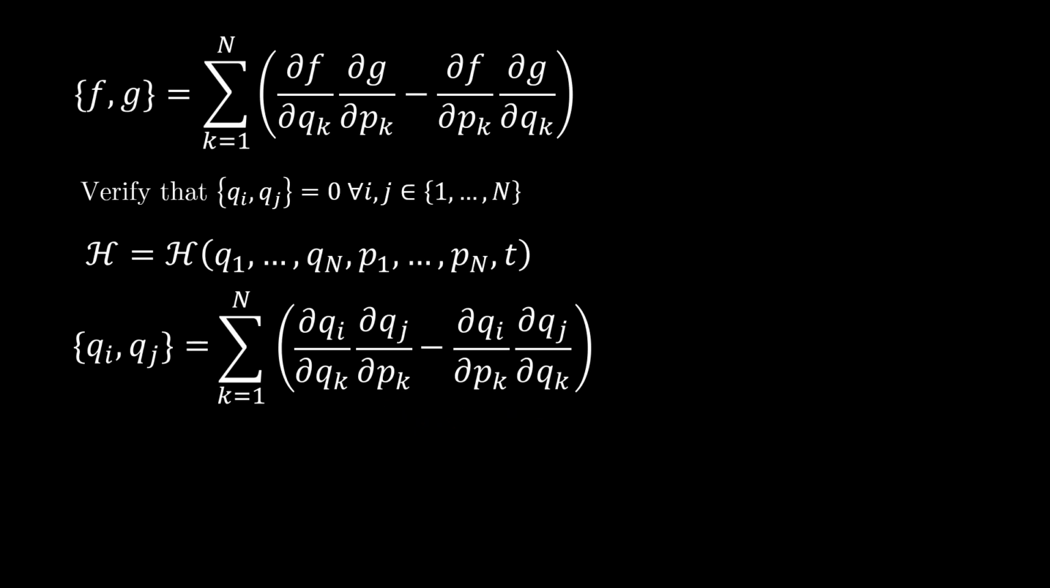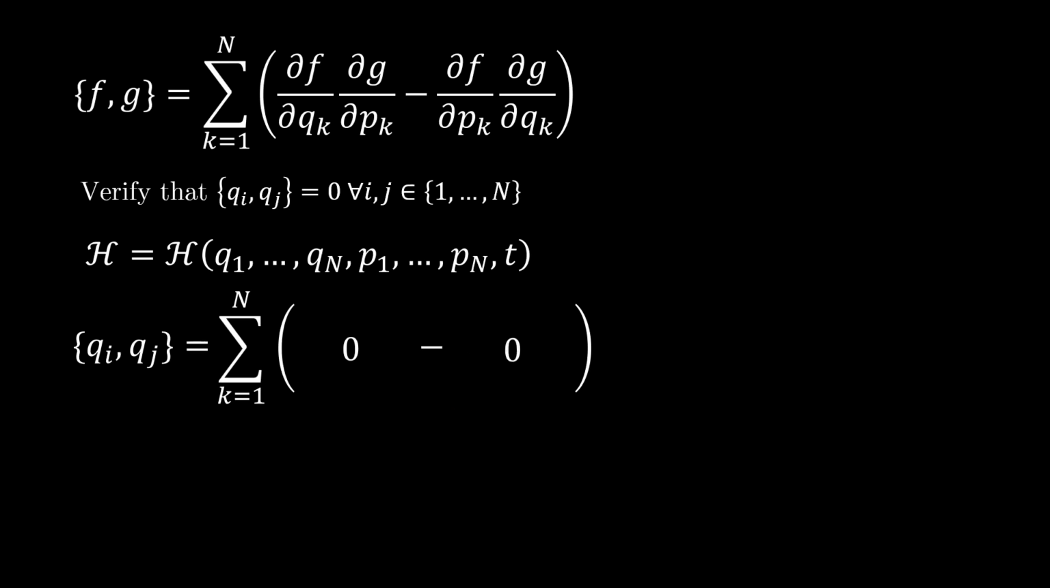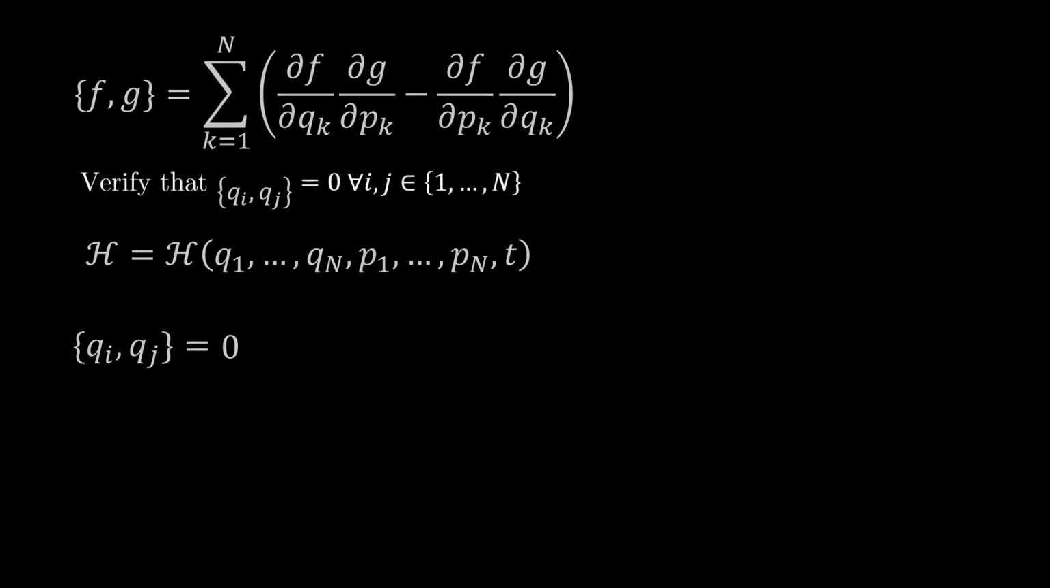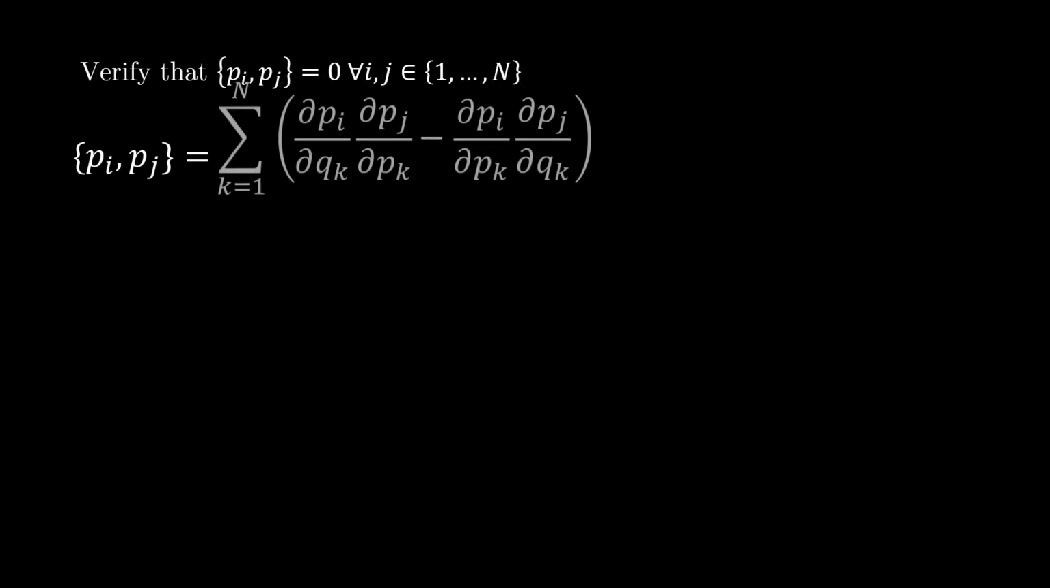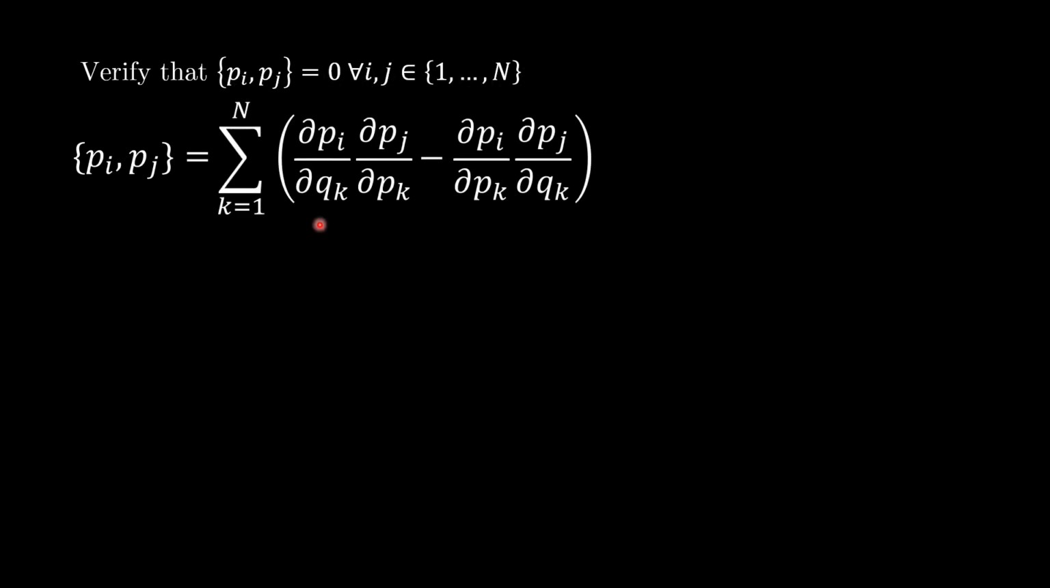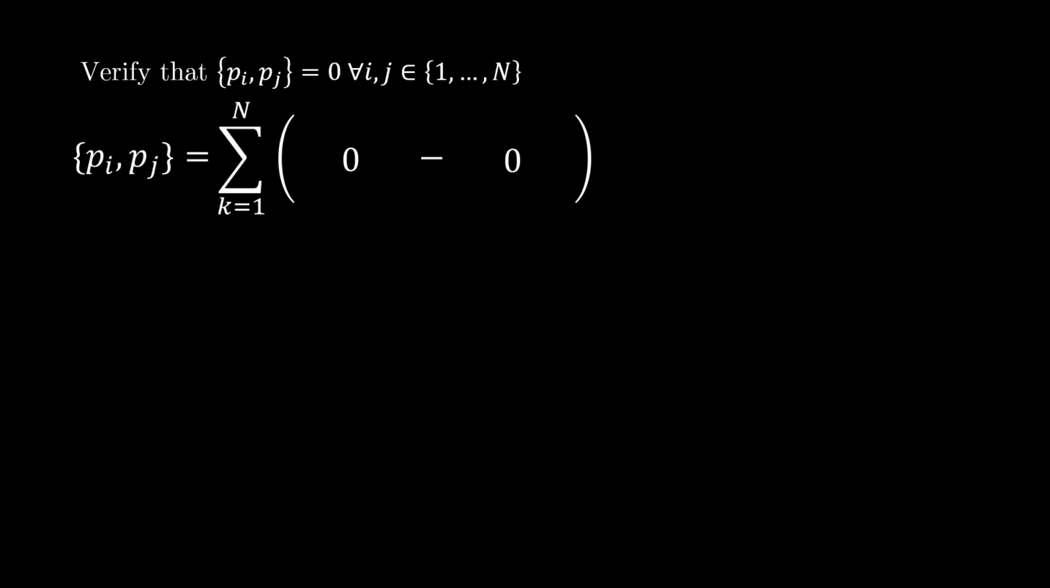All the q's and p's are independent variables of the Hamiltonian, so the partial derivative of any one of them with respect to any other is always 0. This means that the first term is always 0 because ∂qj/∂pk is 0, and the second term is also 0 because ∂qi/∂pk is 0, so the Poisson bracket of qi and qj is always 0. We can do a similar analysis for the Poisson bracket of any two generalized momenta, pi and pj. Here, ∂pi/∂qk is 0, and so is ∂pj/∂qk, so again the Poisson bracket is 0.